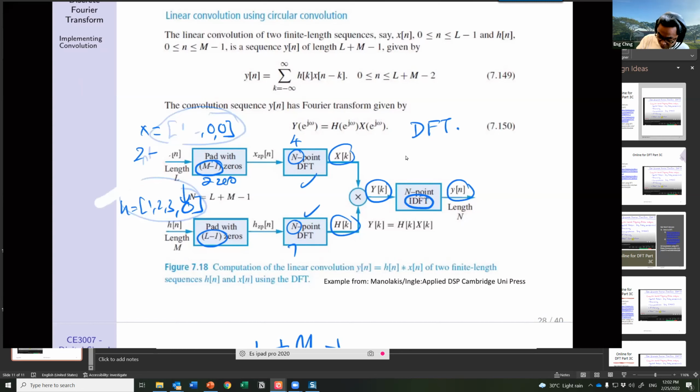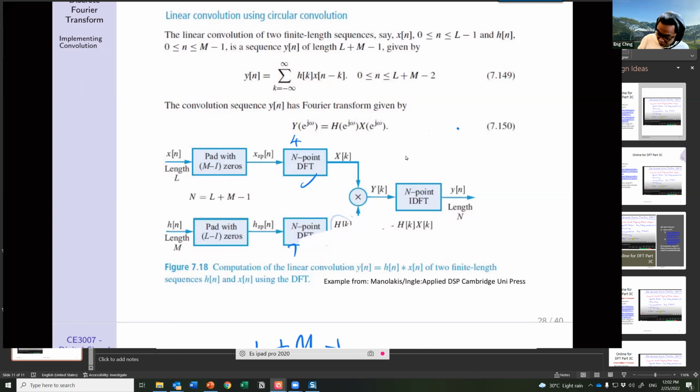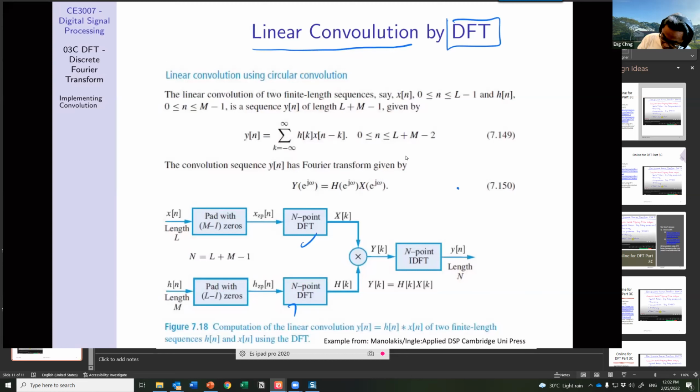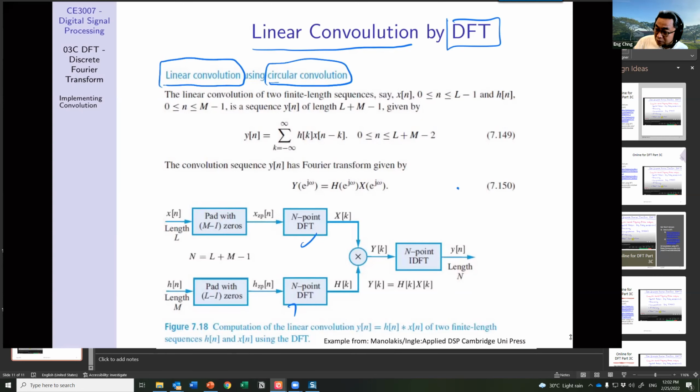So this picture very quickly tells you how to use DFT, circular convolution, to perform linear convolution. The trick is always to zero pad such that we have no more issues about circular convolution. The values from the other sequence are being pushed into my n equals 0 to N minus 1.